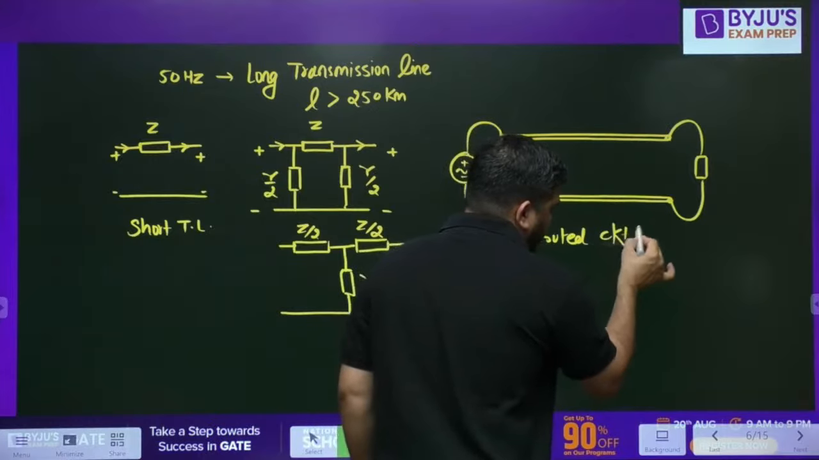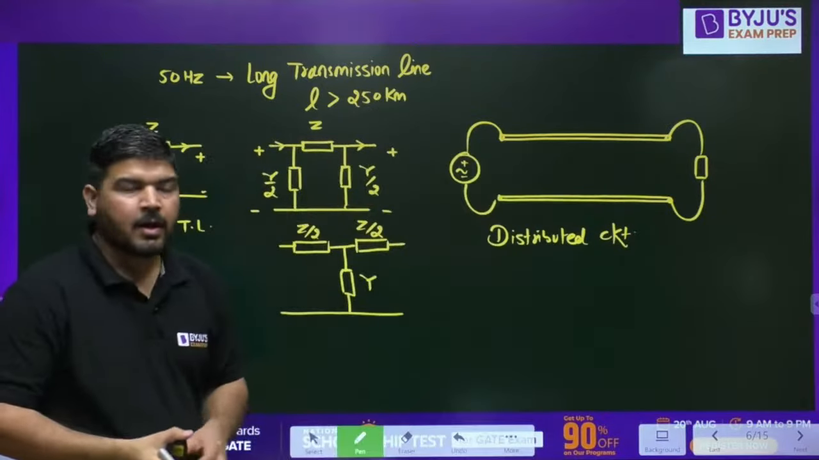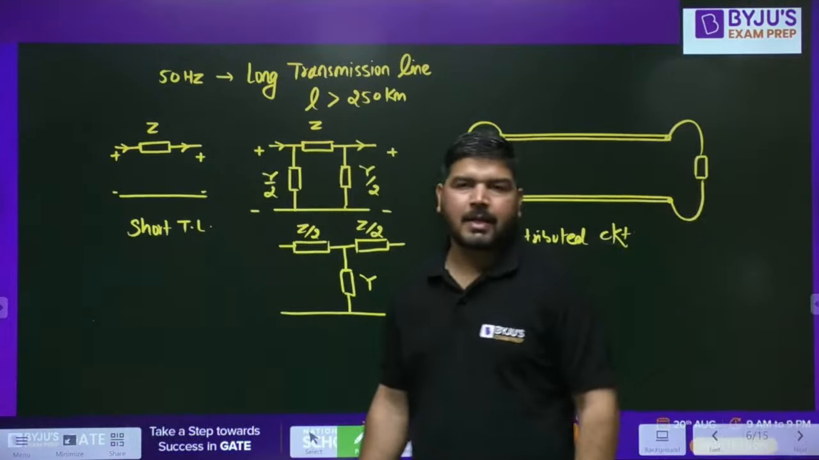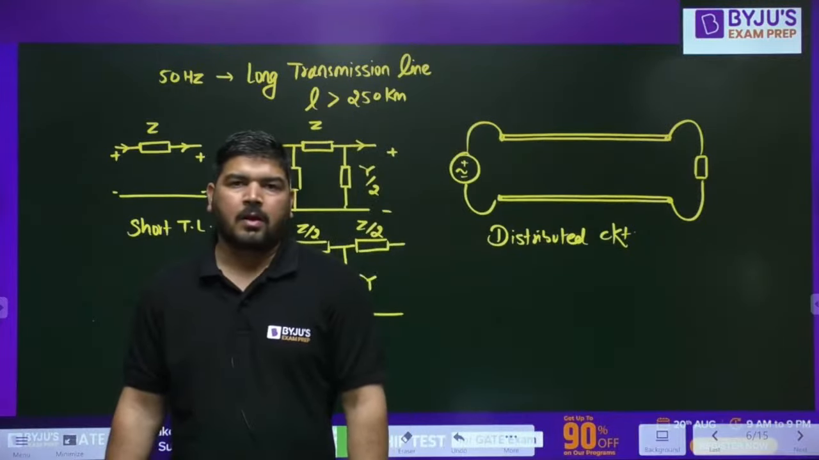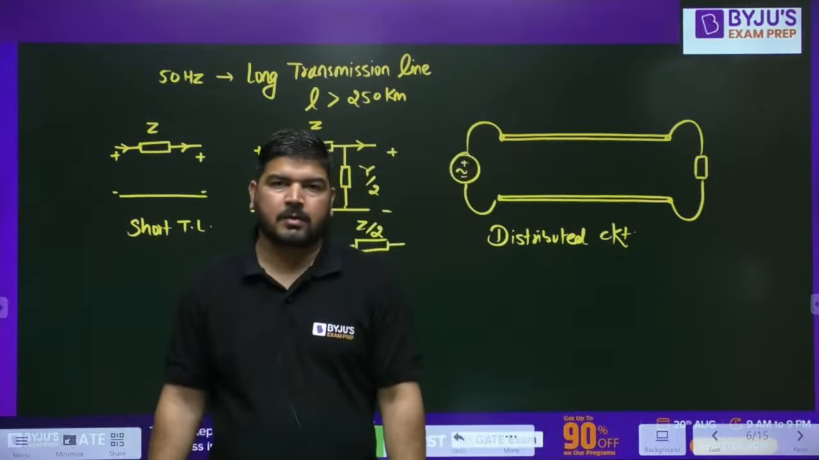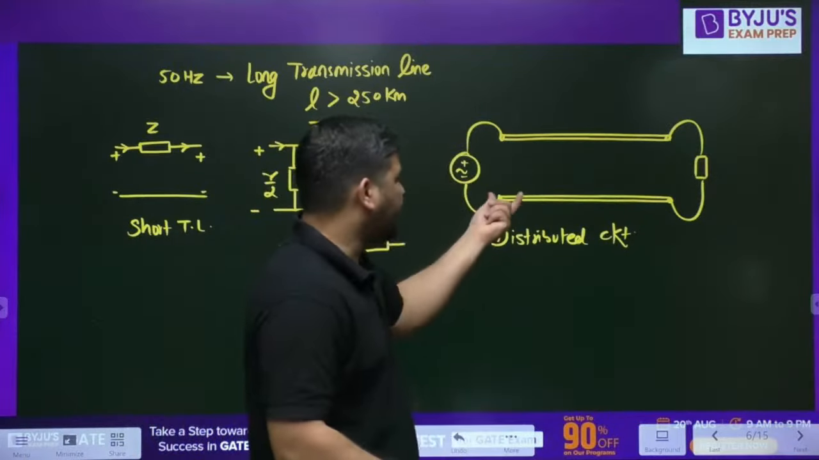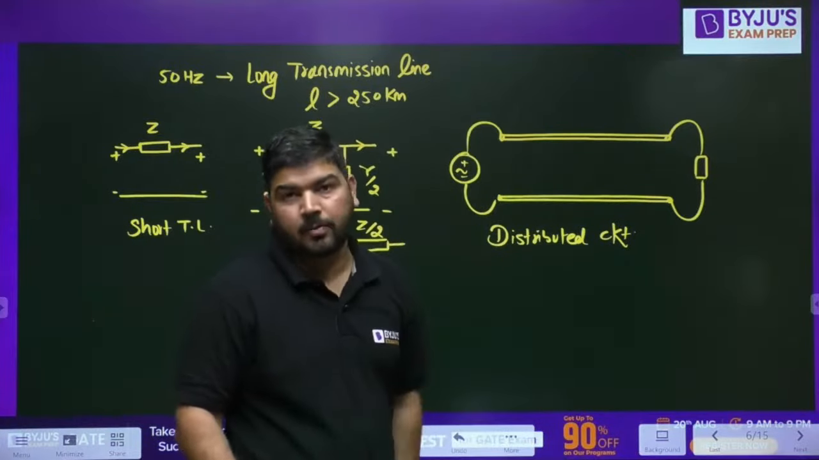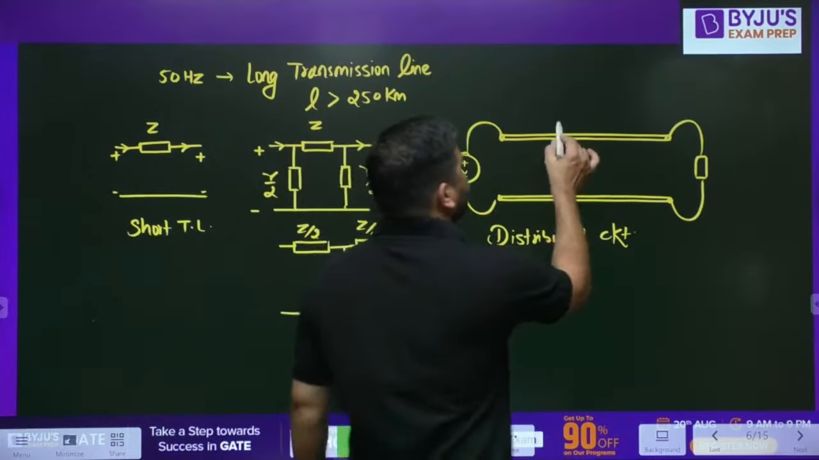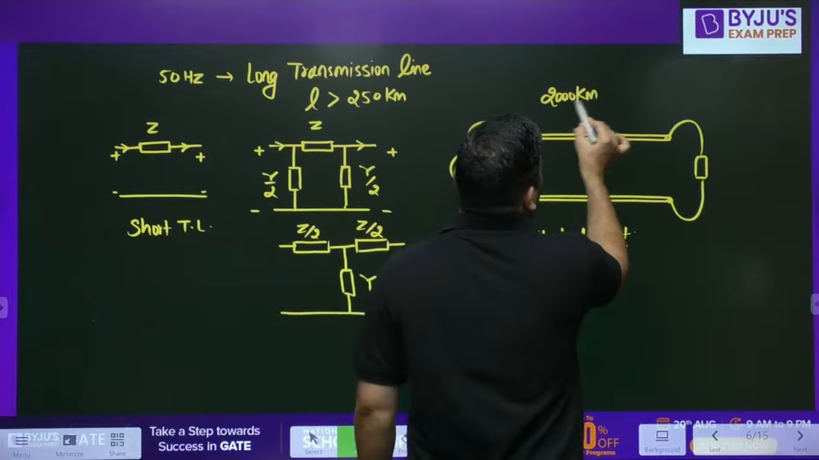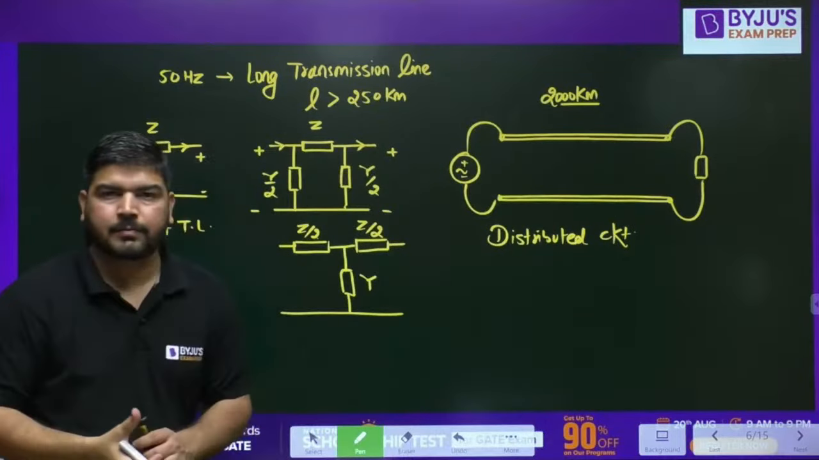Distributed circuit. I have to draw a distributed circuit. The reason is its length is very large. Because of the large length, after every 10 kilometers or 20 kilometers, you will have different voltage and different current. Or maybe after 100 or 200 kilometers, let's say the line length is 2000 kilometers. So it's so long that you cannot do lumping.